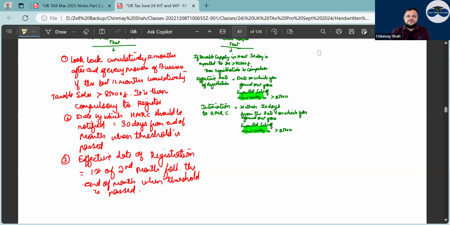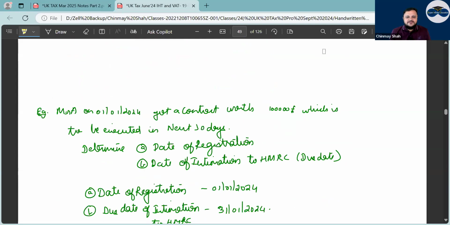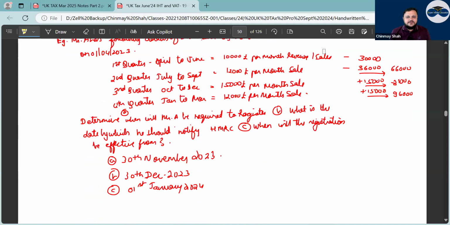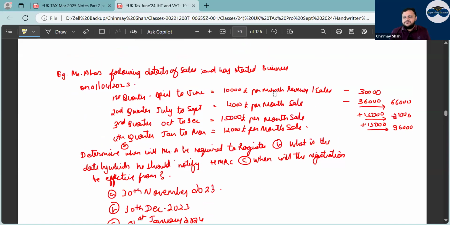If the last 12 months cumulative taxable sales is greater than 85,000, it is then compulsory to register. The date by which HMRC should be notified is 30 days from the end of the month the threshold is passed, correct? And the effective date of registration is the first of the second month following the end of the month when the threshold was passed. This is the type of question that typically comes up in the exam. So how does it happen?